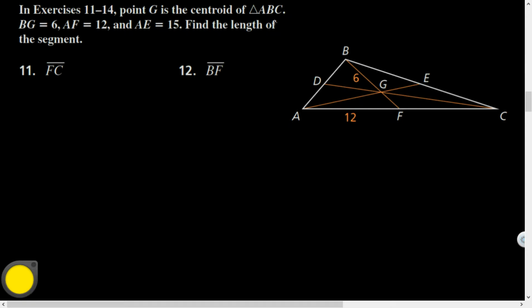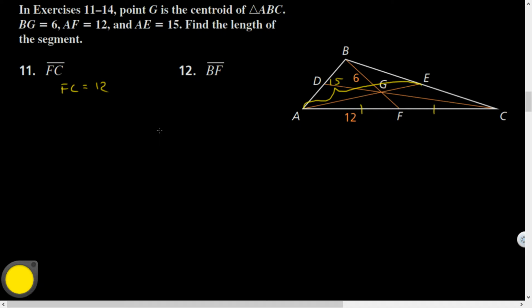Point G is the centroid of triangle ABC. If BG is 6 as labeled, and AF is 12 as labeled, and AE is 15, then it says find the length of the segment. So if I want to find FC, if BF is a median, because this was a centroid, then these are congruent, and by definition of congruence, FC is going to equal 12.